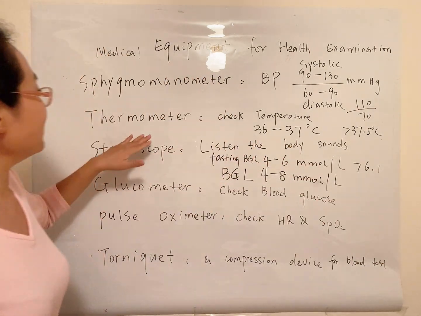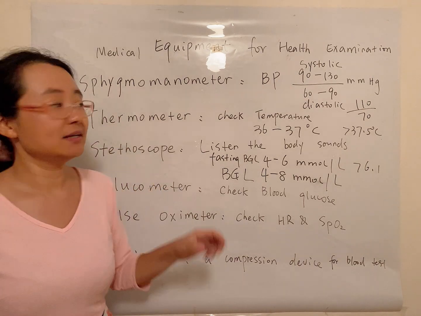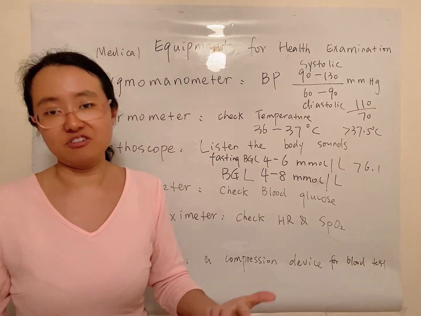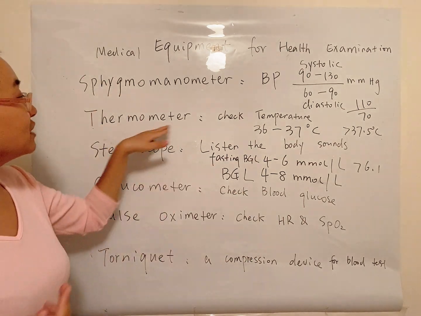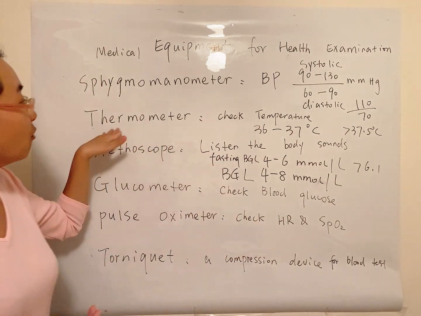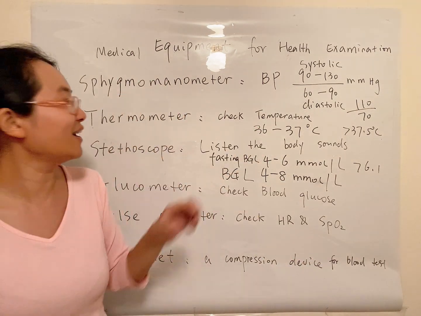All right. Now, thermometer. So thermal means heat. Meter means to measure. So think about how to remember this word. Thermal means heat. Meter means to measure. So thermometer means measure your body's heat. So that is to check your temperature, all right?